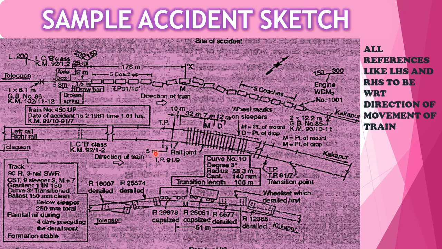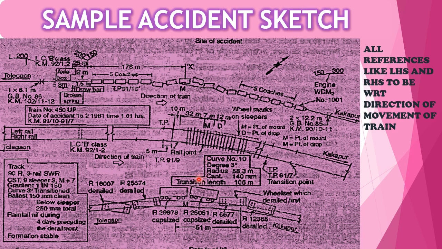Now further, a diagram has been made which shows this particular section and the wheel marks. So here the wheel marks on sleeper are shown as on the outside of the curve and here inside of the curve, and all the dimensions are given this way. The position of rail joint etc. is also shown over here. So all details are incorporated in the accident sketch as regards the curves.